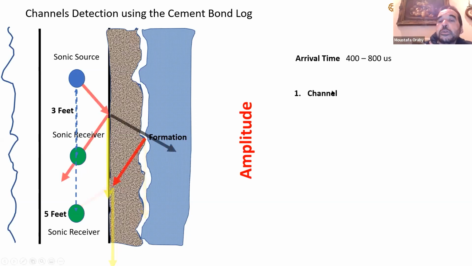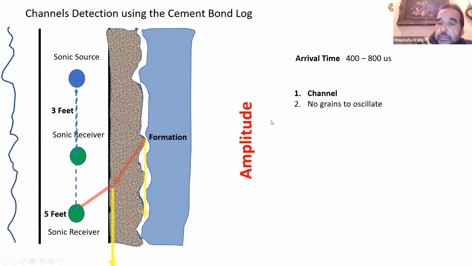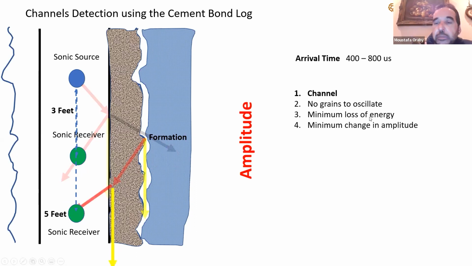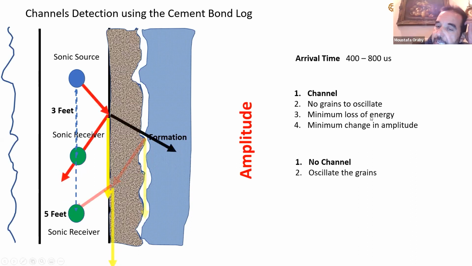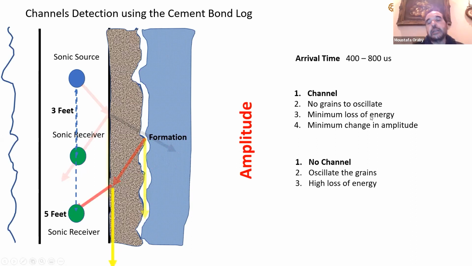So if there is a channel here and there is no bonding, what will happen? No grains to oscillate. Follow the same rules: minimum loss of energy and minimum change in amplitude. And if there is no channel and you have a good bonding, then it oscillates the grains and loses energy and it loses amplitude. It's similar to what happened there.